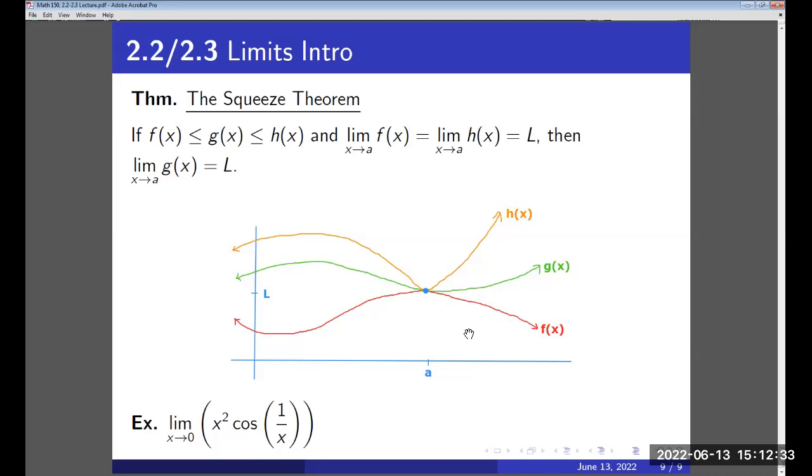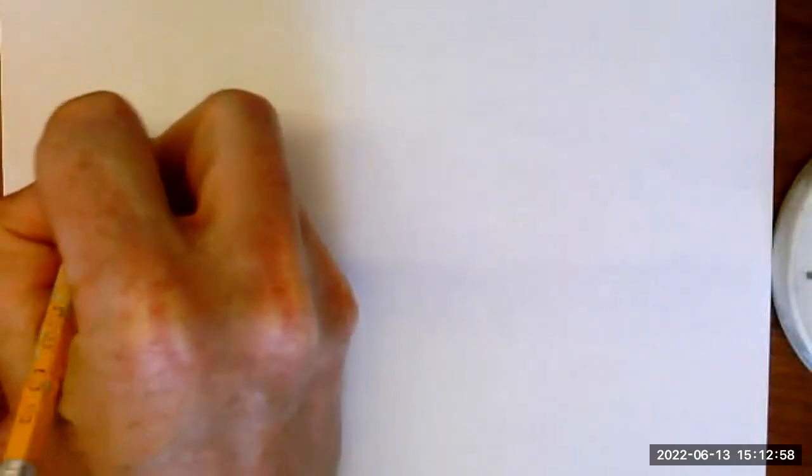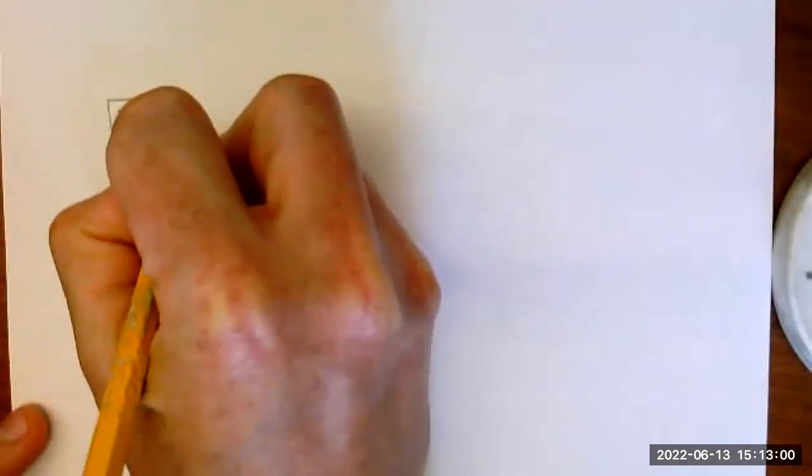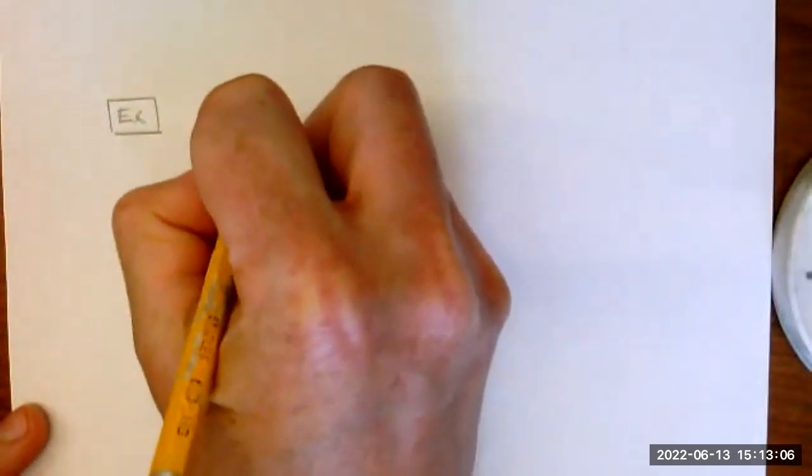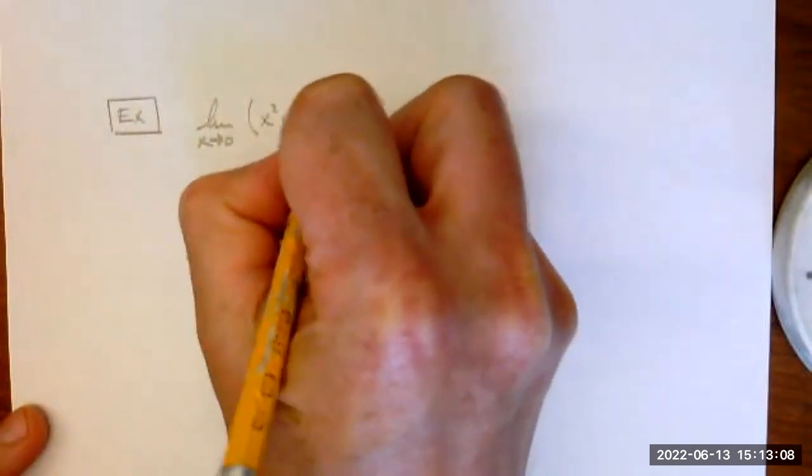Okay, kind of interesting, like the drawing. How's this going to be useful? We've got one example at the bottom there: the limit as x approaches 0 of x squared cosine of 1 over x. So I'm going to hop over to my paper here on the side. The limit as x approaches 0 of x squared cosine of 1 over x.